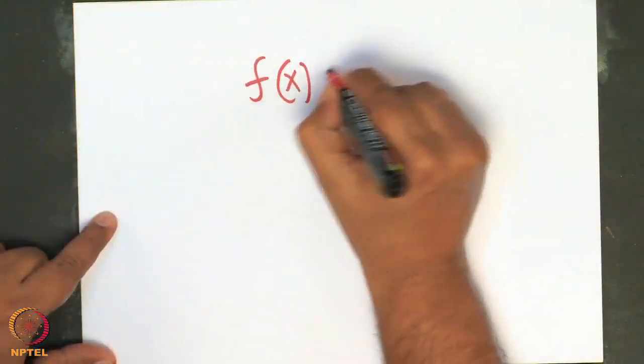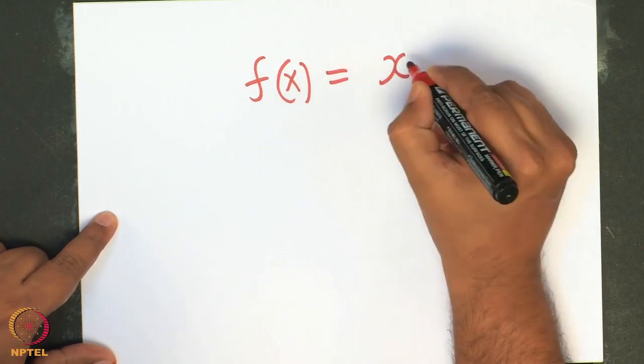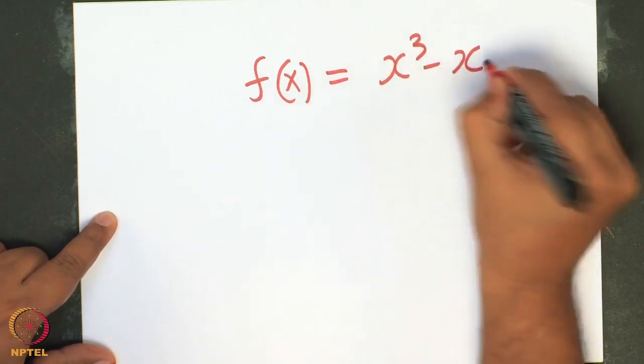So, let us take a simple example. Let us take some simple function, f of x is equal to x cube minus x.